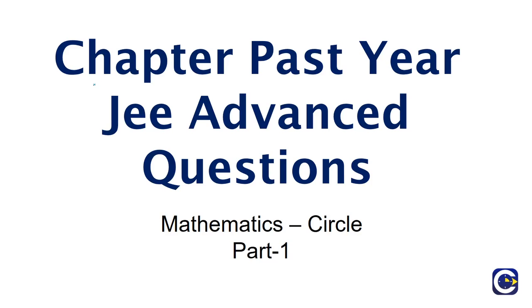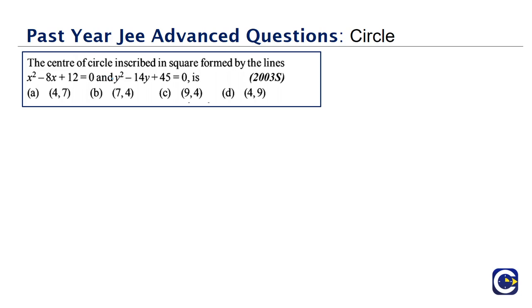The first question of this video is: the center of the circle inscribed in a square formed by the lines x square minus 8x plus 12 is equal to 0 and y square minus 14y plus 45 is equal to 0 is which of the following options? The circle is inscribed in a square whose sides are formed by the lines x square minus 8x plus 12 is equal to 0, y square minus 14y plus 45 is equal to 0.